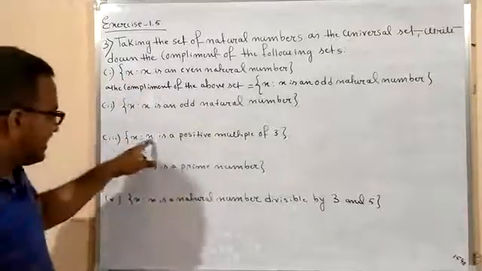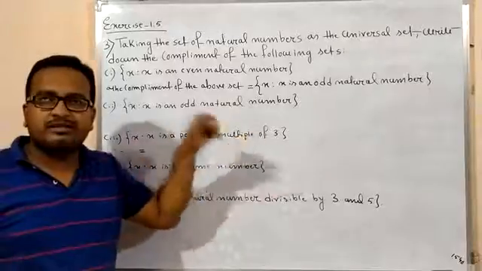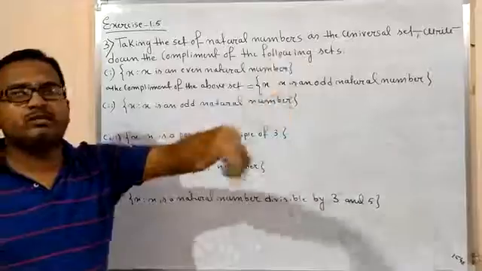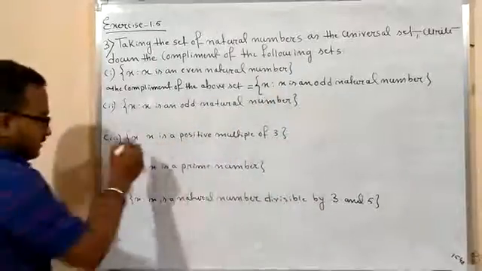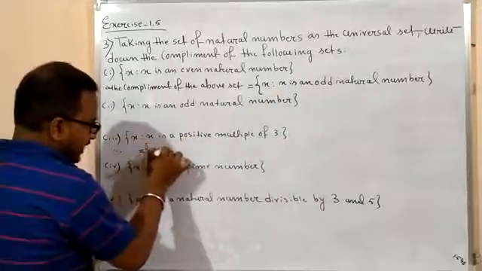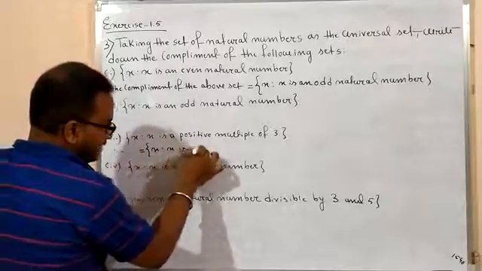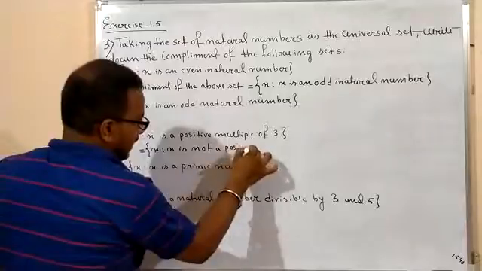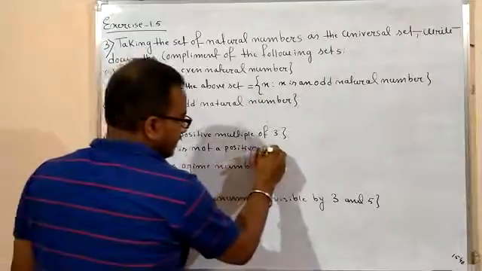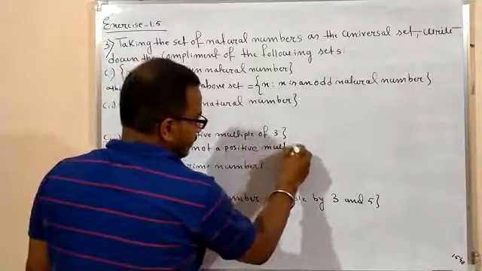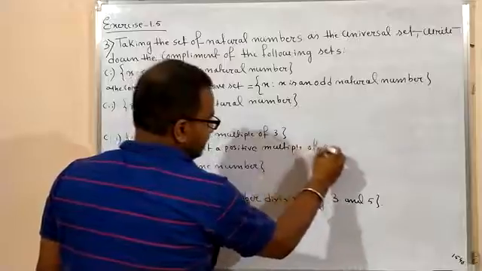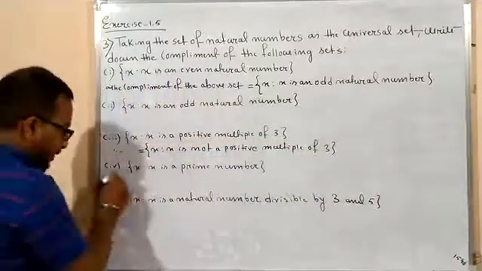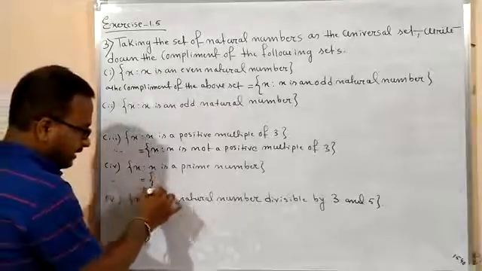Now X such that X is a positive multiple of 3. That means 3, 6, 9, 12, 15, 18, 21 like that, isn't it? So you can write like that: X such that X is not a positive multiple of 3. Okay.